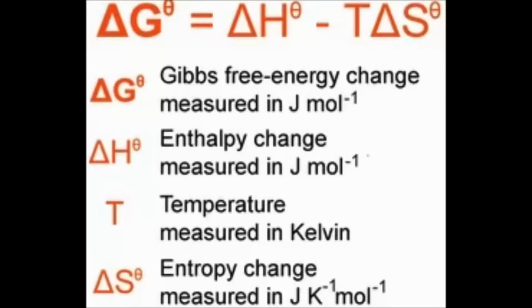Gibbs free energy. Gibbs free energy tells us about the spontaneity of a process. The change is in the equation delta G is equal to delta H minus T delta S. If delta G is negative, then it must be spontaneous. If delta G is positive, then it must be non-spontaneous.